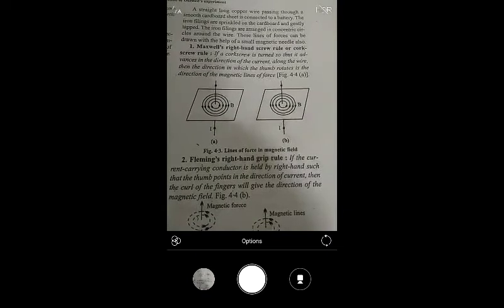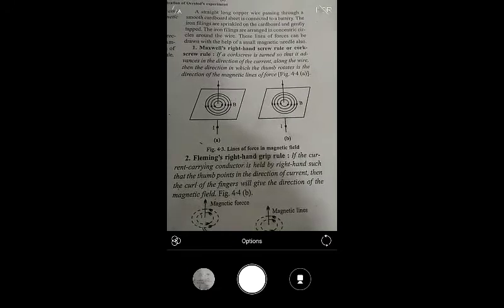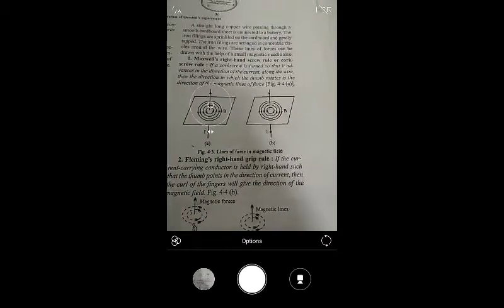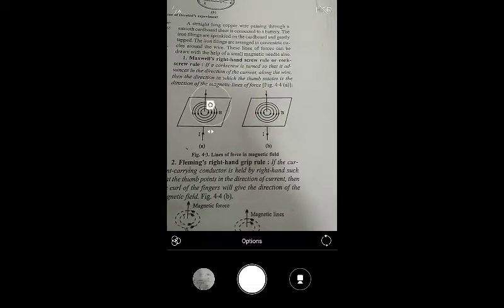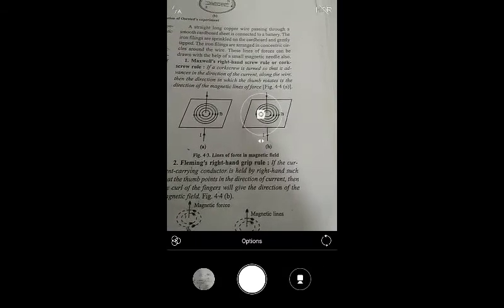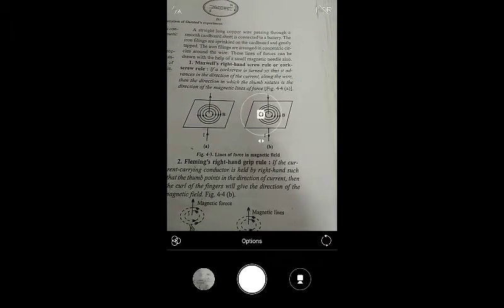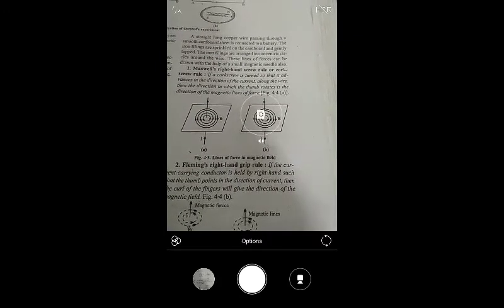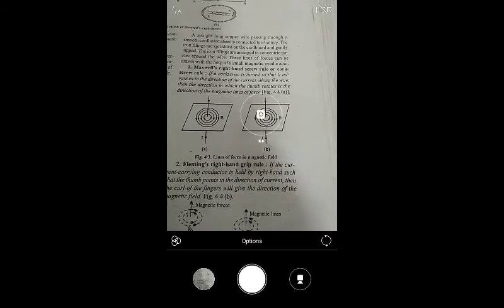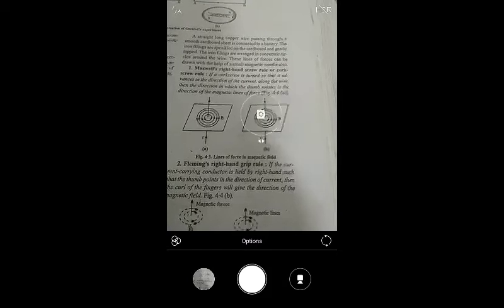Maxwell's right hand screw rule: if the cork is turned such that it is advancing in the direction of current. Now here you can see the arrow. In the first figure, diagram A, you can see the current is flowing from bottom to top, and the curl of the circle gives the magnetic line of field direction, clockwise or anticlockwise.